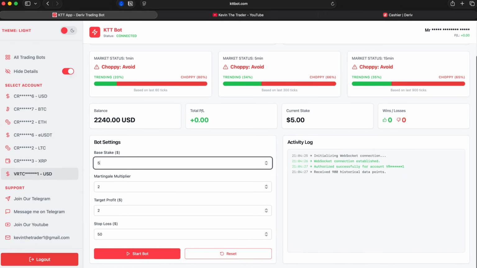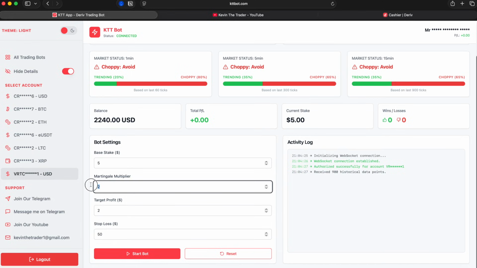Now that would be 10% of 50, right? The martingale multiplier here should be 2, because when we lose, we want to recover that loss immediately. That's why we put martingale as 2, but you can put whatever you want. I will not recommend that you put anything above 2. You don't put 1, but you don't put anything above 2, right?